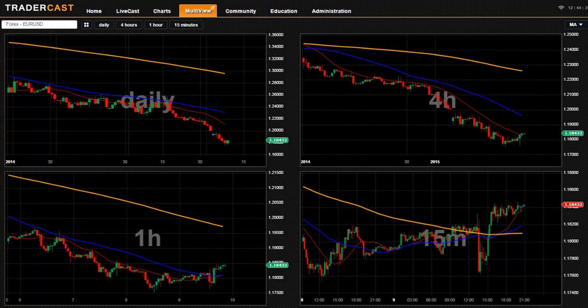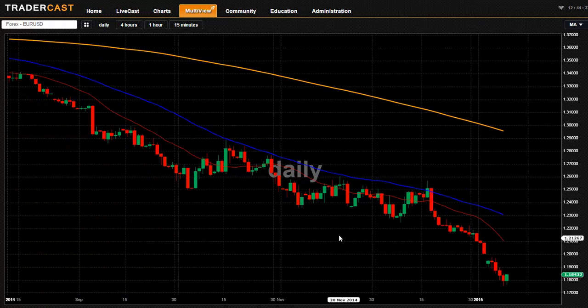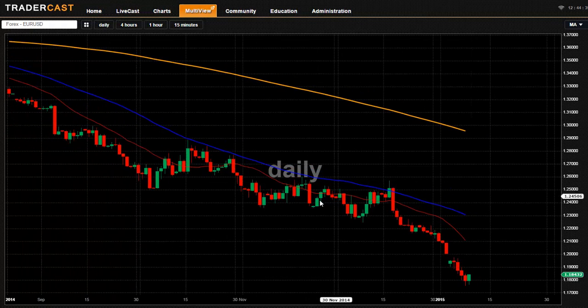We're looking at Euro Dollar, multiple time frames. Obviously, the daily time frame is confirming a clearly defined downtrend with price action currently trading well below falling 20, 50 and 200 period moving averages.